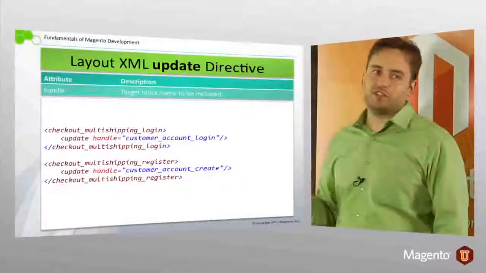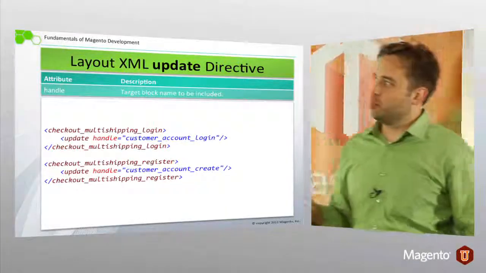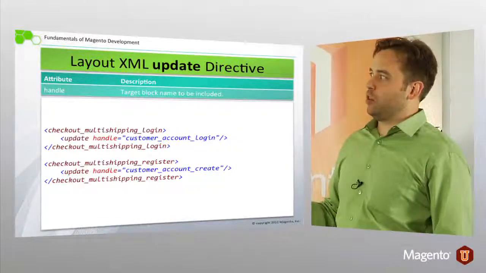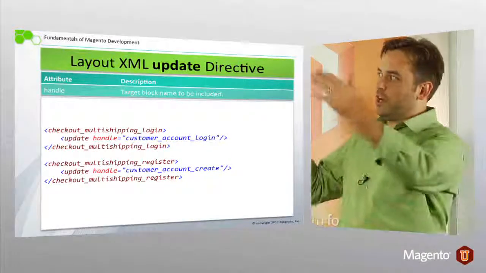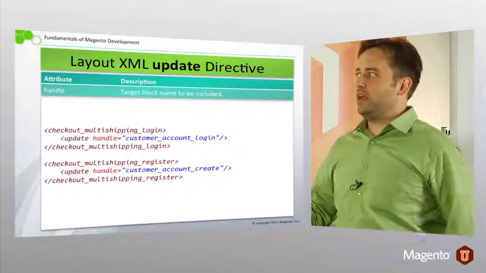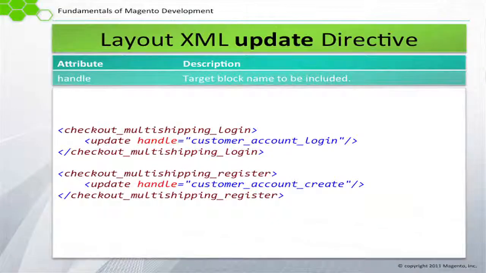If we do this, it's basically like including all those instructions in here. So that means that when we're on the route customer account login, we see a certain screen. Here, we're on checkout multi-shipping login, and we still just get these instructions. Does that make sense? If we didn't have anything in here, then checkout multi-shipping login would have no instructions. We'd just basically have an empty Magento page. We'd have the layout and everything, but we wouldn't have any instructions.